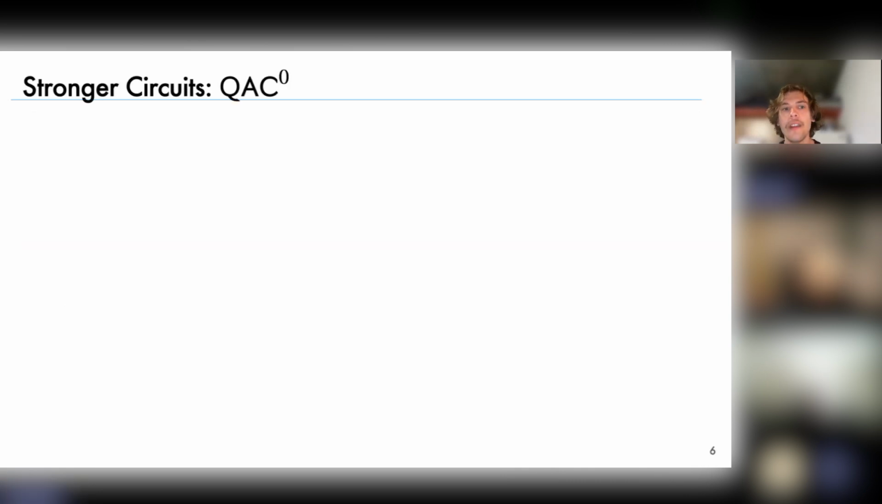And so what this means is, in order to obtain a decision separation, we need to turn to stronger models of computation. So in particular, we're going to upgrade our quantum circuit model to QAC0, which I'll define now.